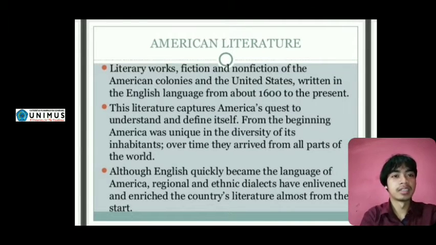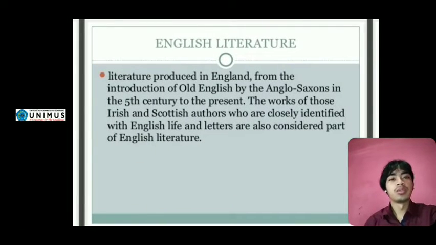from the start. And English literature is literature produced in England from the introduction of Old English by the Anglo-Saxons in the 5th century to the present. The works of those Irish and Scottish authors who are closely identified with English life and letters are also considered part of English literature.